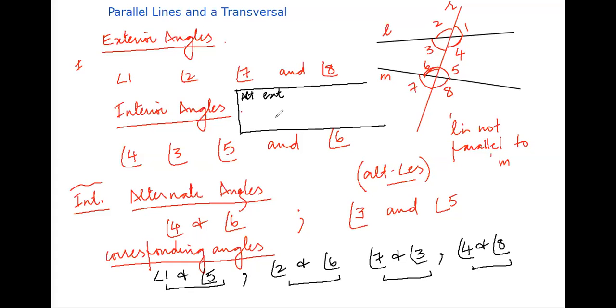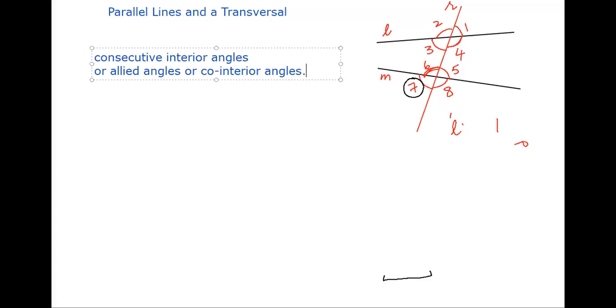So students, alternate exterior angles are also there, just like alternate interior angles are there. In this case, angle 1 is alternate exterior angle of which angle? Angle 7. And angle 2 is alternate exterior angle with which angle? Angle 8. Okay, students.